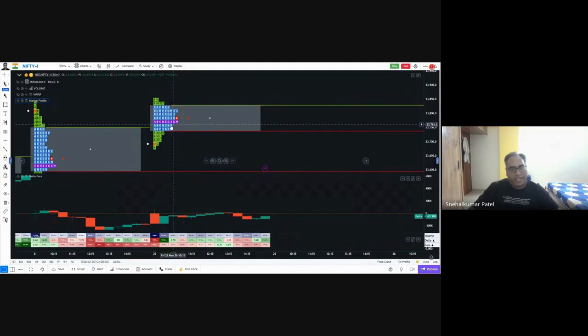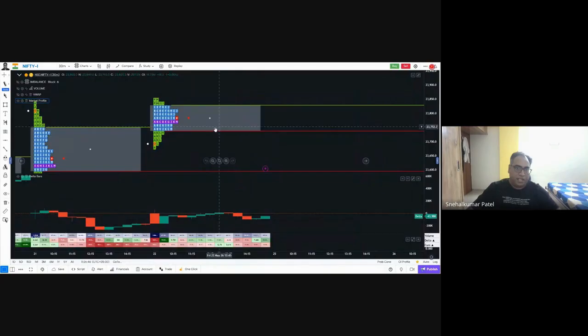Value area is an area where there is a kind of syncing between buyers and sellers. They are happy within these prices. The buyers are getting their buy orders, sellers are getting their sell orders. But when they move beyond the value area, that's when the move starts.